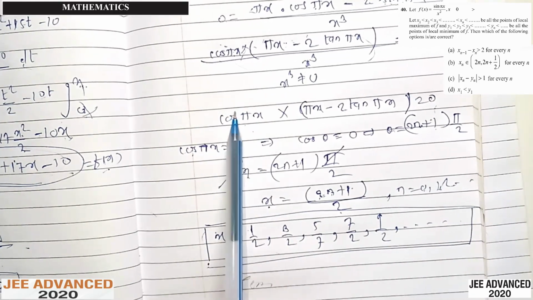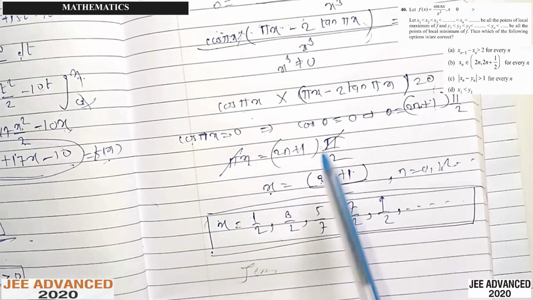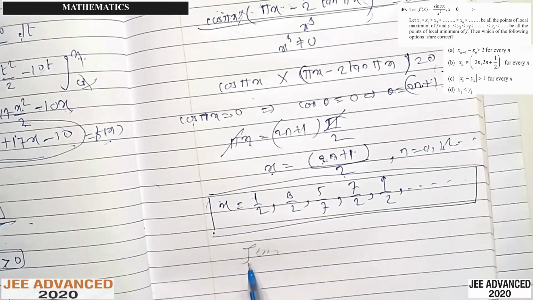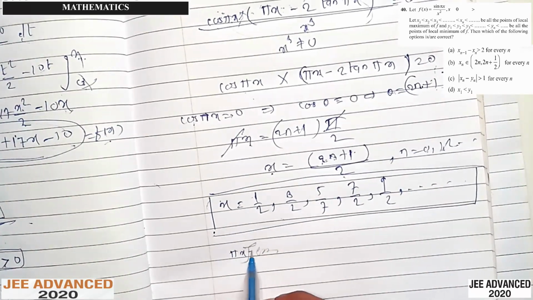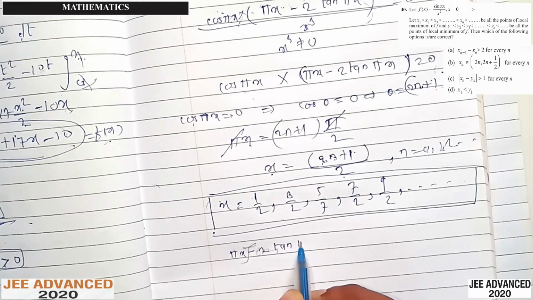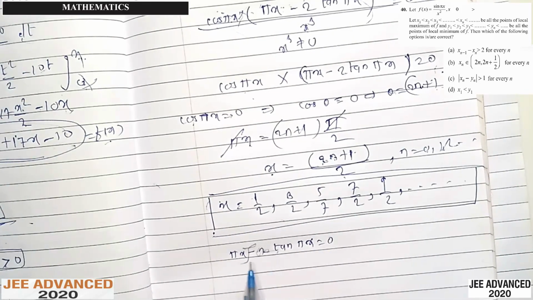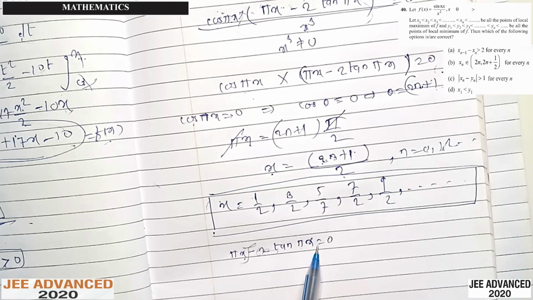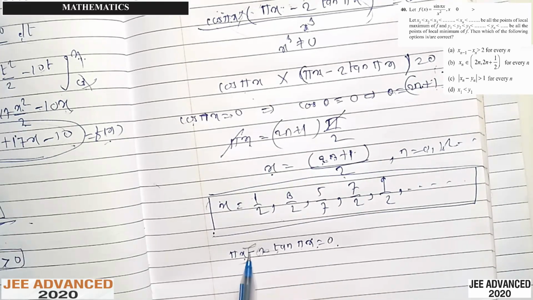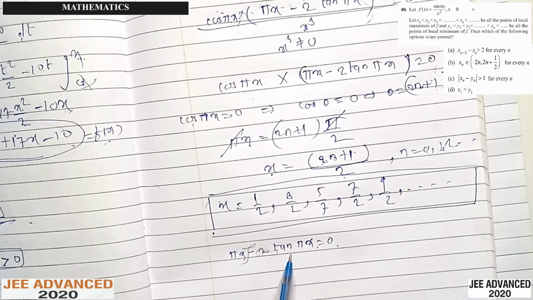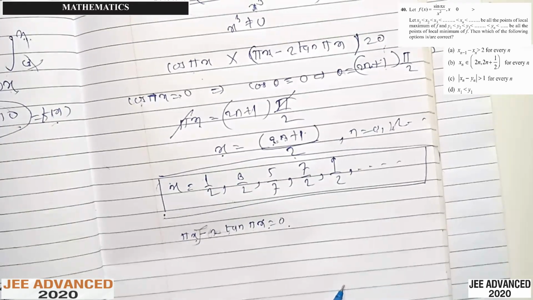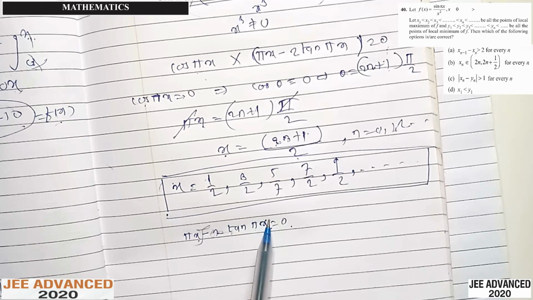Okay, now what happens if I take cos pi x as non-zero? If this is non-zero, then the leftover option is pi x minus 2 times tan pi x equal to 0. That means pi x minus 2 times tan pi x is equal to 0. When this term is getting 0, we don't know, because this is quite a confusing term, we cannot say directly.